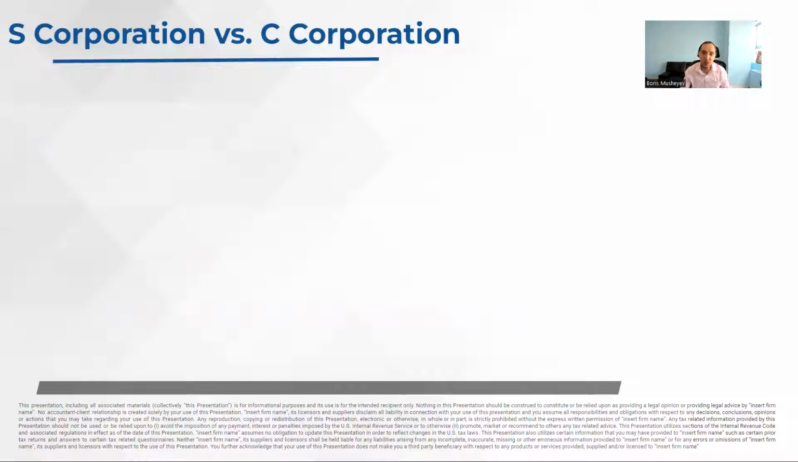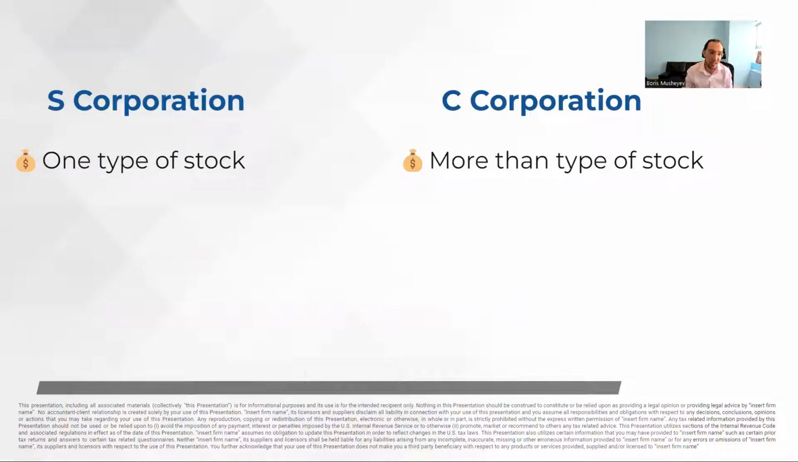So S corporation versus C corporation. Before we really understand how and when to switch from an S corporation to a C corporation, we really should understand the biggest differences between these biggest types of entities in our country. Now, S corporation only has one type of stock. It can have voting and non-voting, but it can only have one type of stock. Whereas C corporation can have more than one type of stock. And most common, as you know, it's preferred stock and common stock.